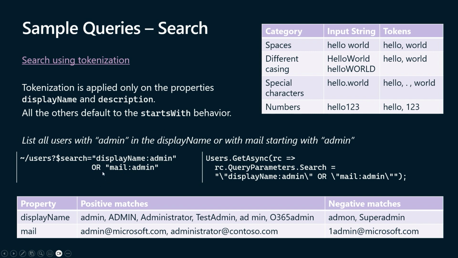The mail part, in here we have an OR clause, is matched only with starts with, because only display name and description are supported for tokenization today. So the positive matches will be everything that starts with admin, of course, but if we have a 1 before the word admin, it would not match.